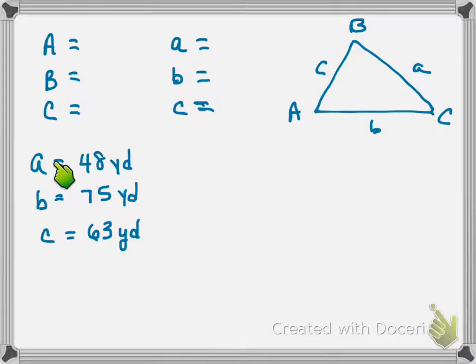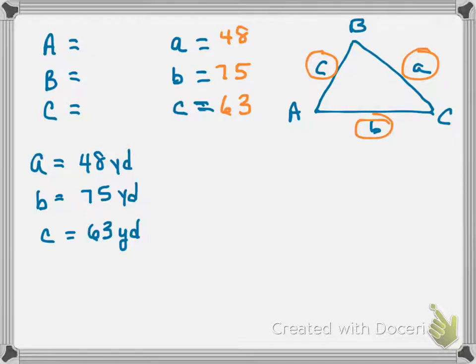This time it looks like you've been given all sides. You know A, B, and C, so you know all three sides. And if you know all three sides, clearly you don't have a pair or any way of finding a pair. So we're going to have to use the law of cosines to find one of the angles. So A is 48, B is 75, and C is 63.